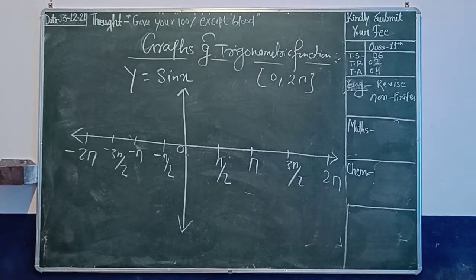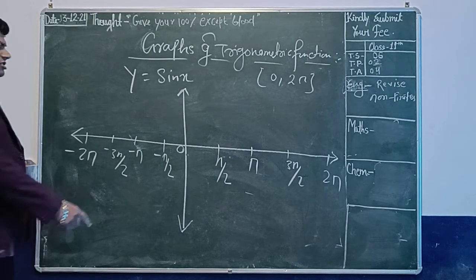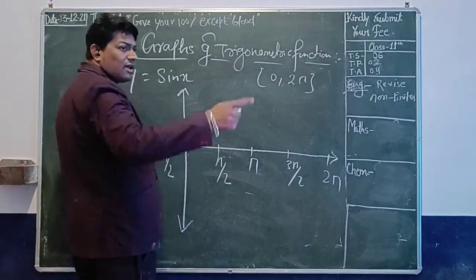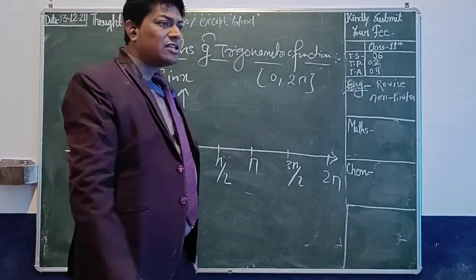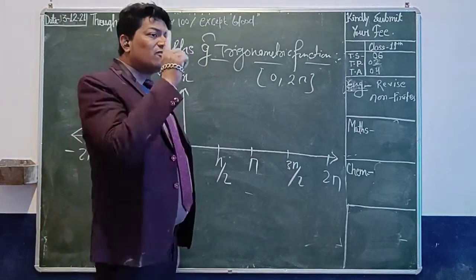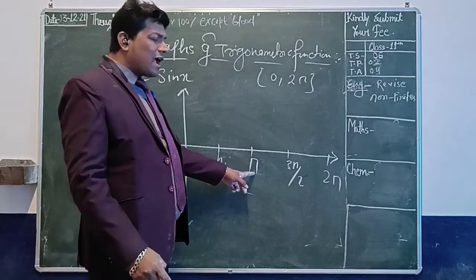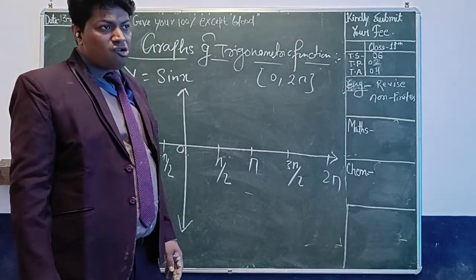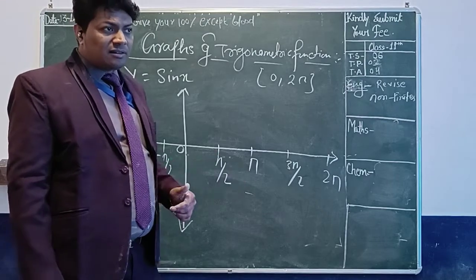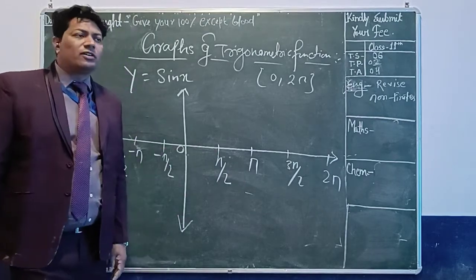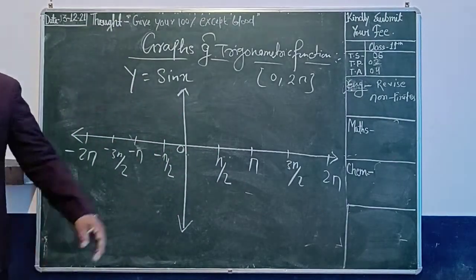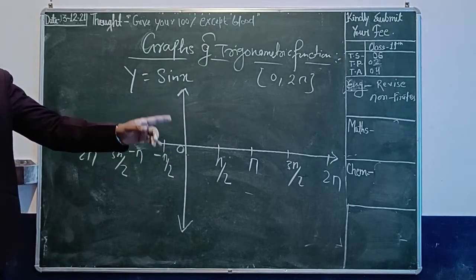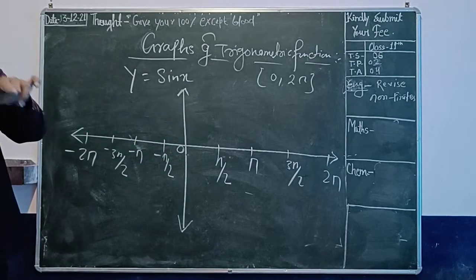Is it clear? Everybody knows, when you talk about sine 0, it is 0 in the table. Pi by 2, you are getting 1. And pi, again you are getting what? Sine 180 degree is not 1. It is lying on the axis. Sine 180 degree is 0. And sine 2 pi is also 0.